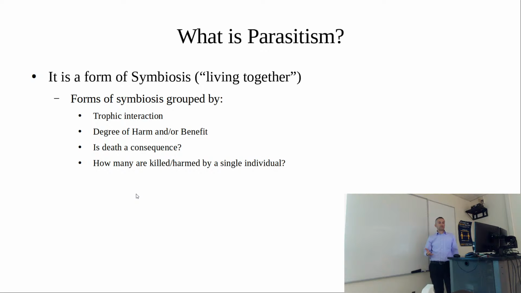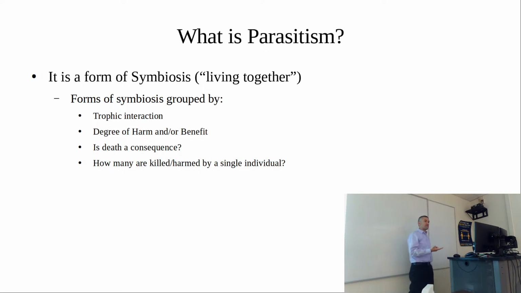So what is parasitism? Well, it's a form of symbiosis. And symbiosis, if you remember, is basically living together. Now, there are many different types of symbioses out there, and we're going to review them to see where parasitism fits. Our classification of the symbioses can be grouped by the trophic interactions between our organisms, and the degree of harm and or benefit that's exhibited by one or both.